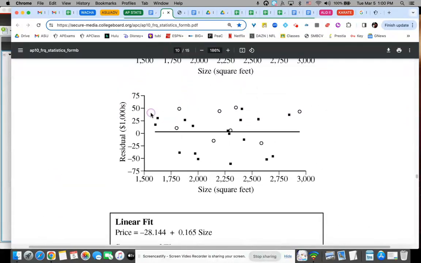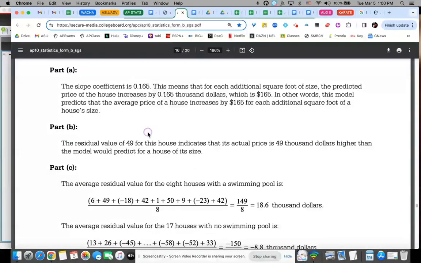If it has a residual of 49, it's maybe this one or something. I don't know. Maybe it's this one of those, right? The idea is that your actual data point is above your regression model. So the model is under predicting at that particular house value, right? So the residual value of 49 indicates that the actual price is $49,000 higher than the model predicts. So I got to make sure we add that in. It's tricky.